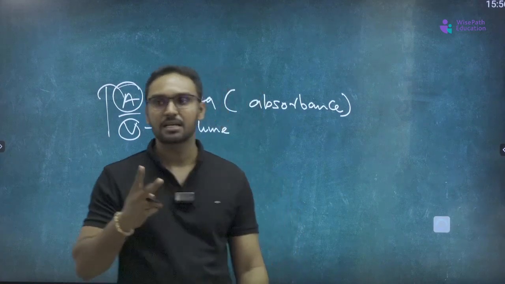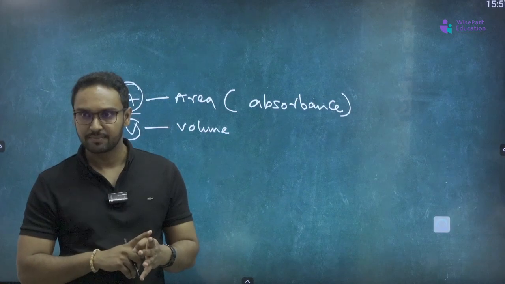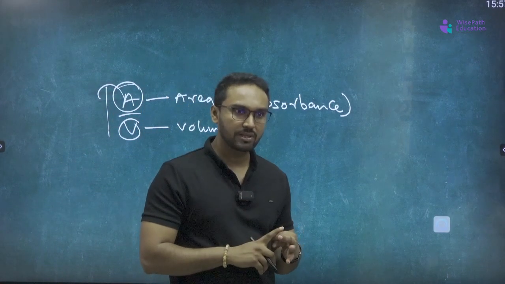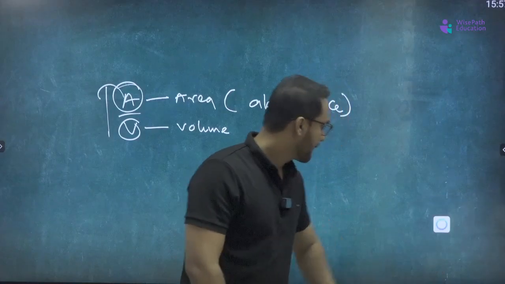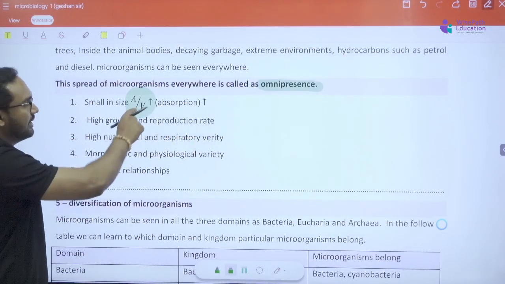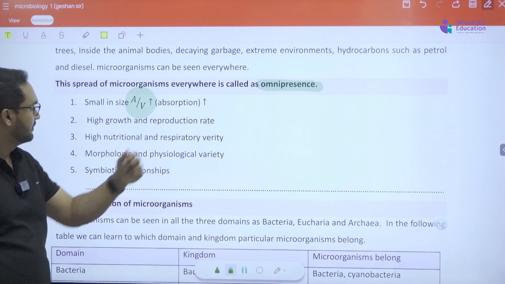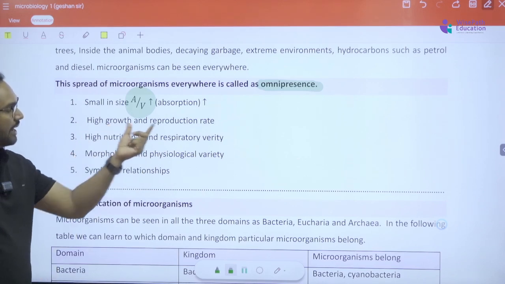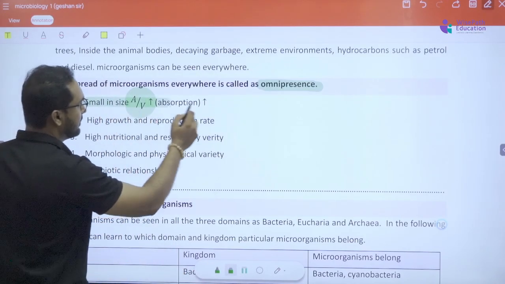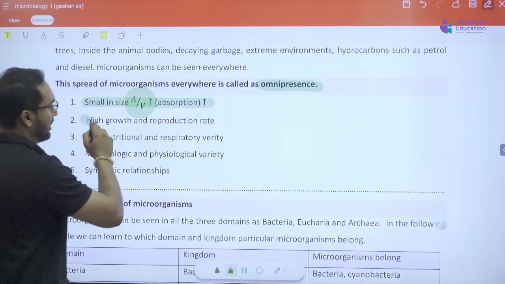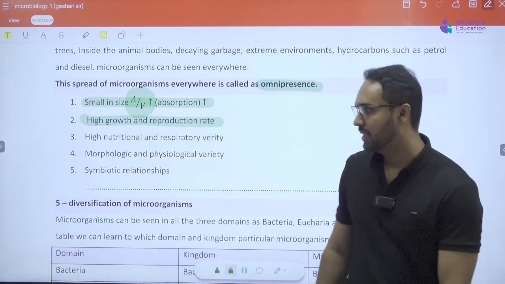So those are the two major parts of omnipresence. The first thing is small size, and the second thing is a fast growth rate and a fast reproduction rate. Small size means a high AV ratio, which means absorption is high, and because of that, the growth rate and the reproduction rate are also high. Can you highlight it? Small size, and because of that, high growth rate and high reproduction rate are there.